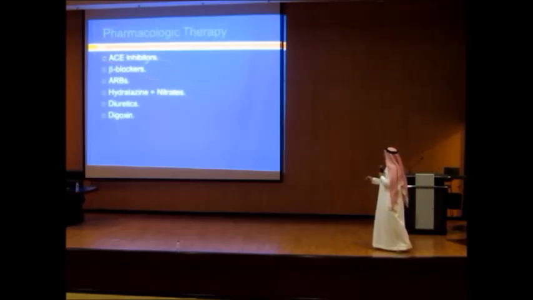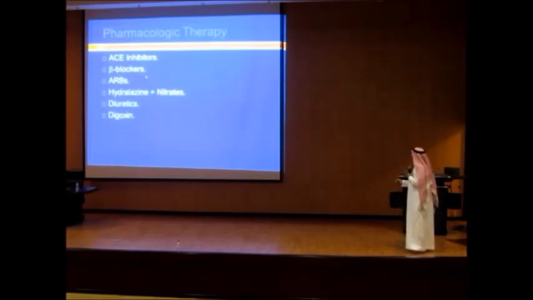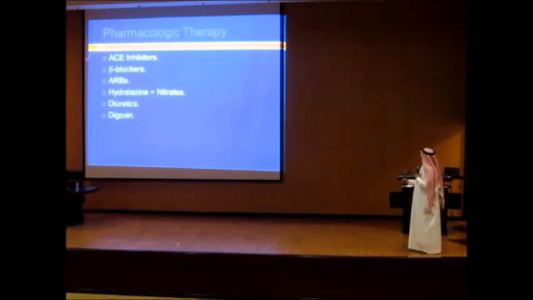Medication: ACE inhibitors for life, beta blockers for life. If there's an intolerance to ACE inhibitors, we give ARBs. If there's an intolerance to ARBs, or beta blocker, give a combination of hydralazine and nitrate, diuretics, and digoxin in some patients.